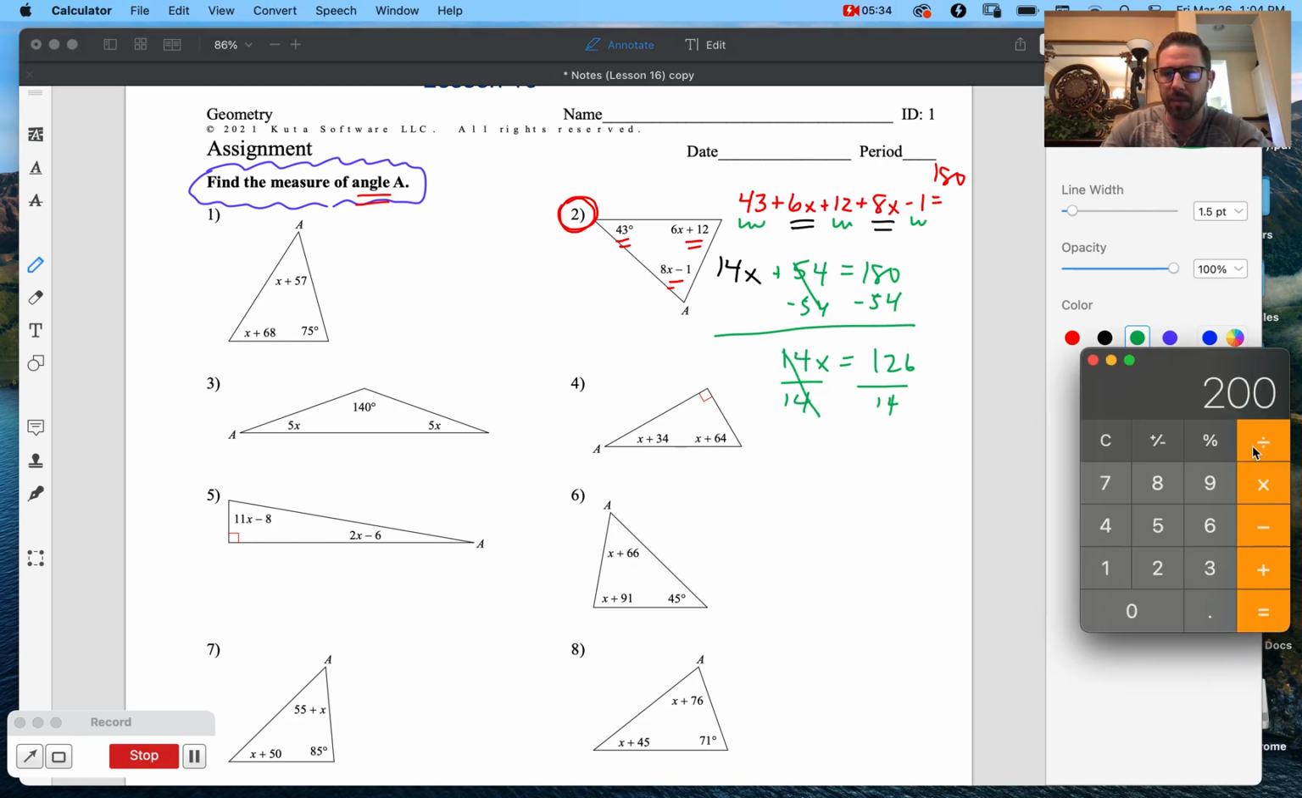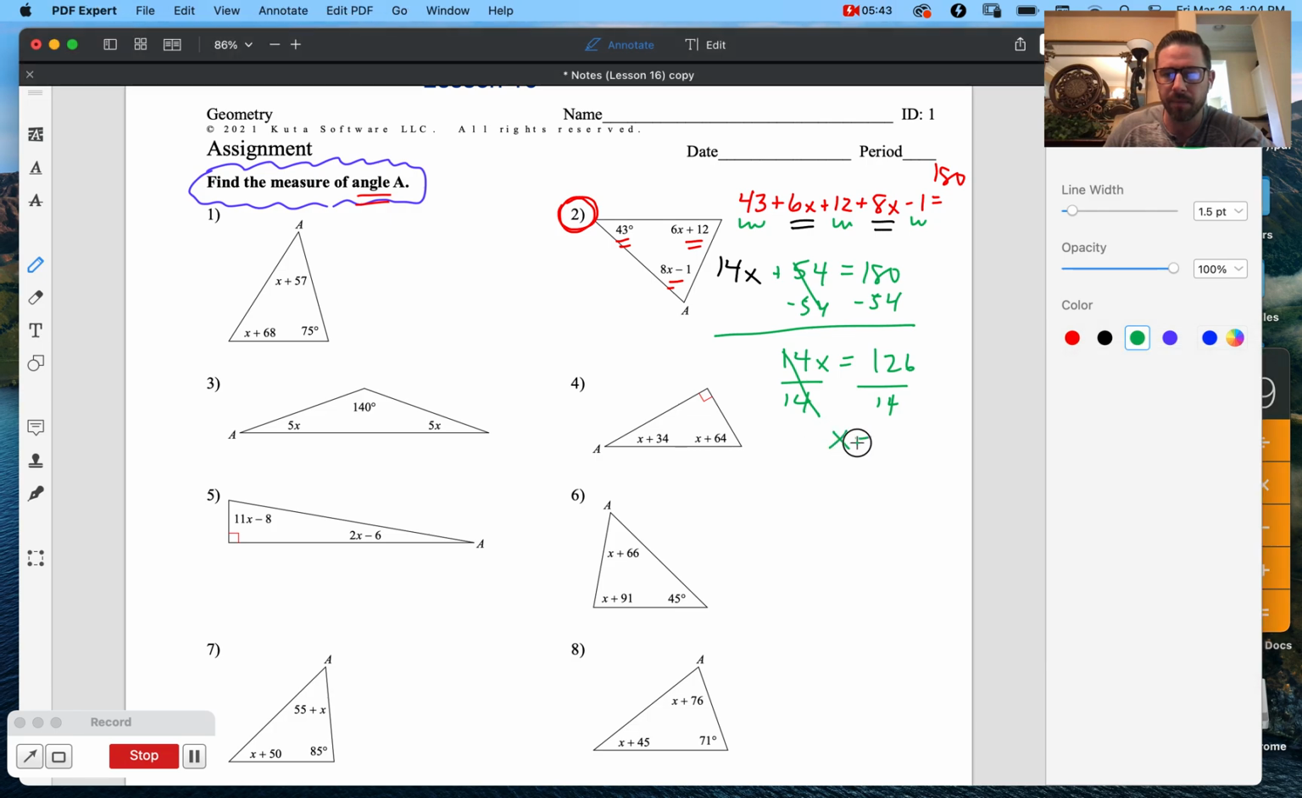So 126 divided by 14. 126 divided by 14. 9. X equals 9. Now remember, we're not done, but we're close to being done. Let's find measure of angle A. Here's A.